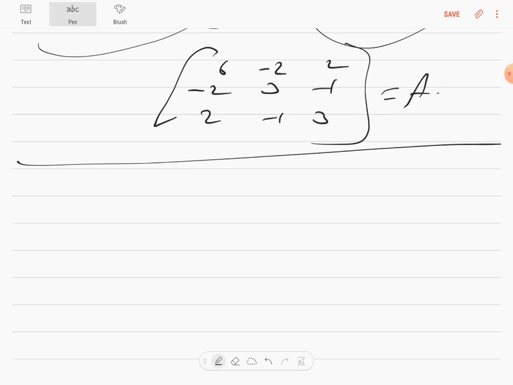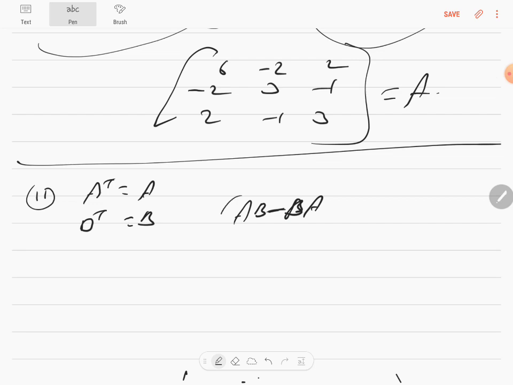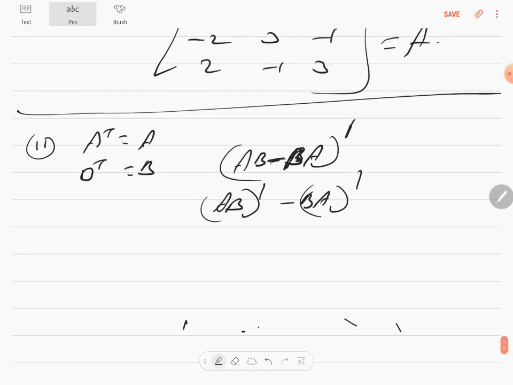The next question is the 11th question in this exercise, where they're given A is a symmetric matrix. Then A transpose is A. B is also a symmetric matrix, B transpose is B. Prove that AB minus BA is skew symmetric or symmetric. To find whether anything is symmetric or skew symmetric, you should transpose and see. Since there's subtraction, you can write it as AB the whole dash minus BA the whole dash. In the product rule, in transpose, it will be in reverse order.